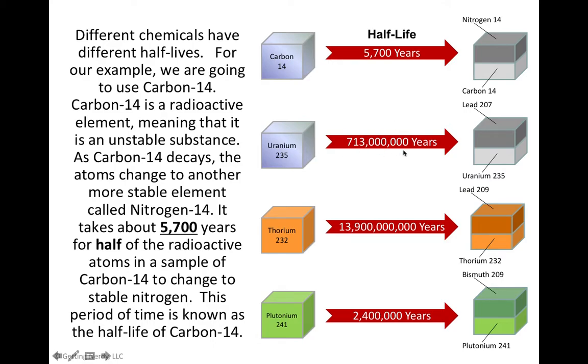Uranium has a much larger half-life, 713 million years, for it to turn into lead, which is more stable than uranium-235. Thorium is even bigger than uranium. And then we get to plutonium, 2 million years, so a little bit less than these other ones, for half of it to turn into this other element. We really like to use carbon because it's a little bit less time, but if we want to look at other rocks, maybe some have different elements in them, so we can know these elements for those.